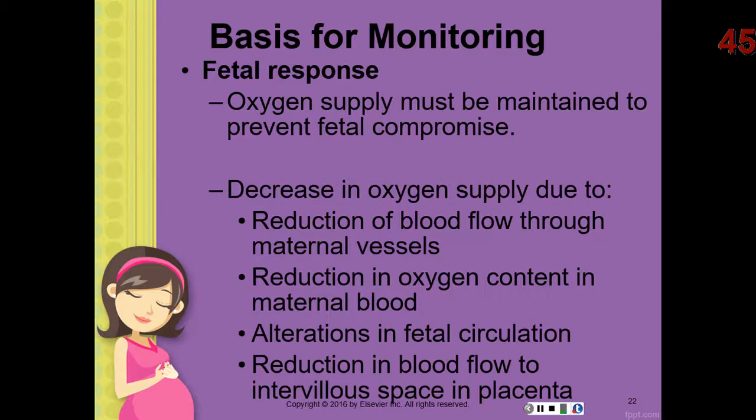And obviously if there's a placental abruption, the baby's not getting a blood supply. Their circulation basically stops. And then there's a reduction of the blood flow to the intervillous space in the placenta. Basically that means you're probably having contractions that are too hard and too close together, and the uterus is not relaxing and filling up again with blood. So it's really stressful for the baby.